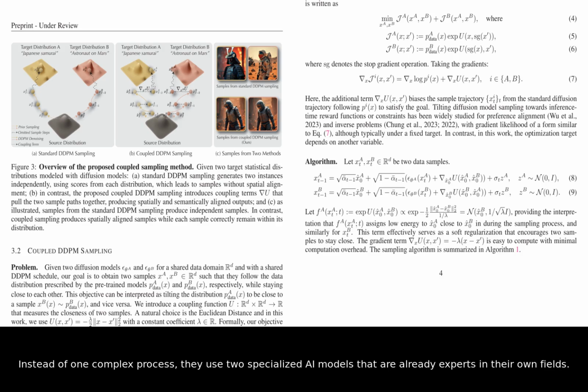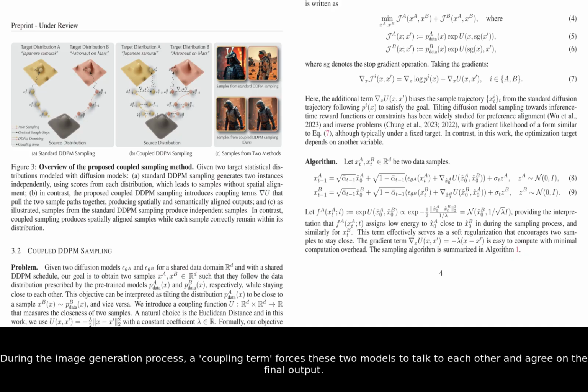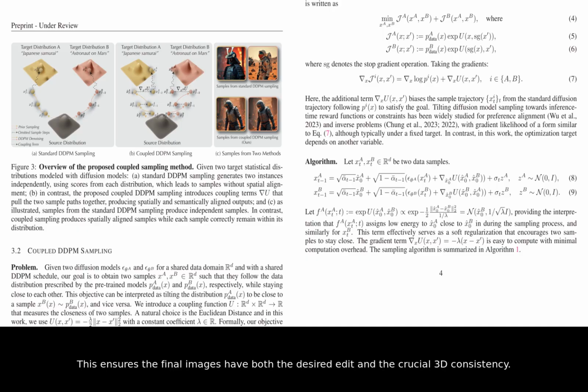Instead of one complex process, they use two specialized AI models that are already experts in their own fields. Think of it like a collaboration. One model is an expert at 2D image editing, able to apply any style you want. The other model is an expert at creating sets of images that are perfectly consistent from a 3D perspective. During the image generation process, a coupling term forces these two models to talk to each other and agree on the final output. This ensures the final images have both the desired edit and the crucial 3D consistency.